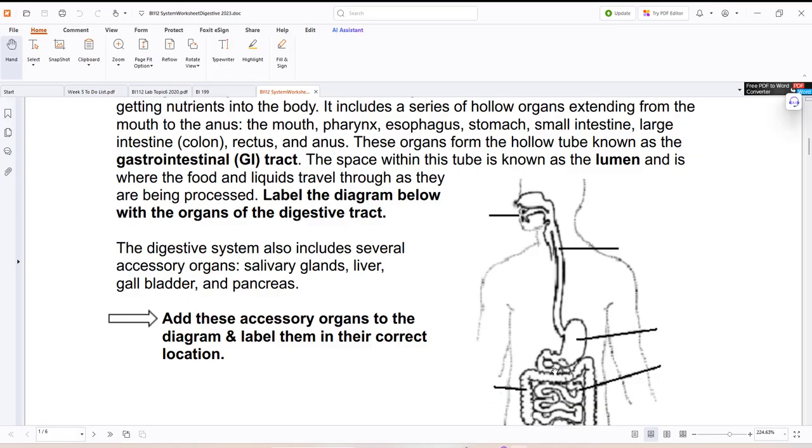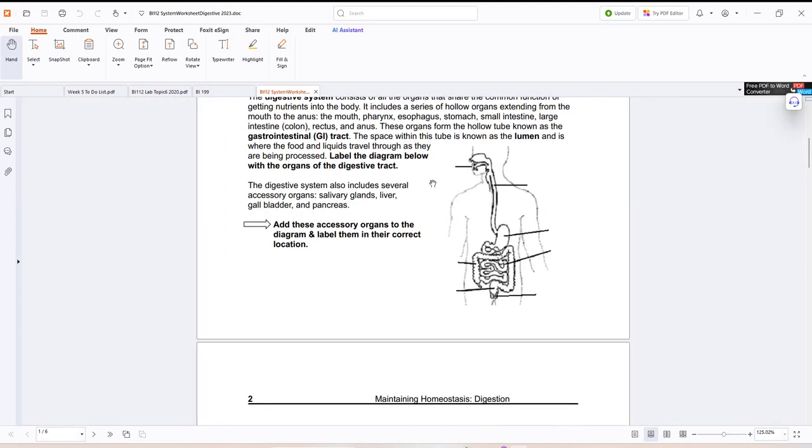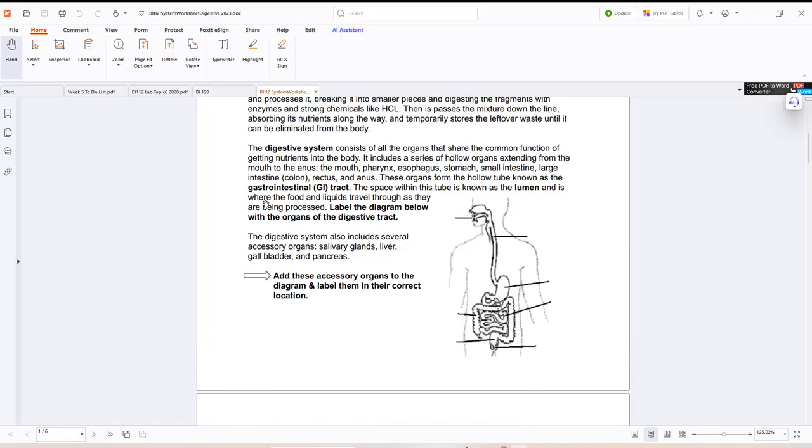So this first part, you're basically just labeling the parts of the GI tract. We have the list here: the mouth, the pharynx, the esophagus, the stomach, the small intestine, the large intestine, the rectum, and the anus. For some reason, some people leave out the pharynx. I don't know why. So make sure you include that. I just go through the list and label them. There should be a line for each. Oh, there isn't a line for the pharynx. That's why. So put that in there.